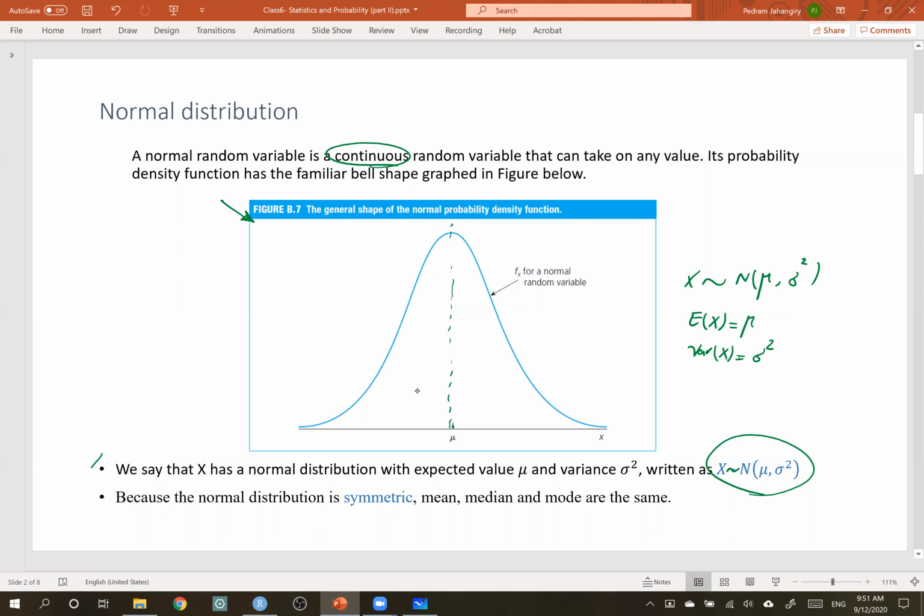And because the normal distribution is symmetric, mean, median, and mode are the same. All right.